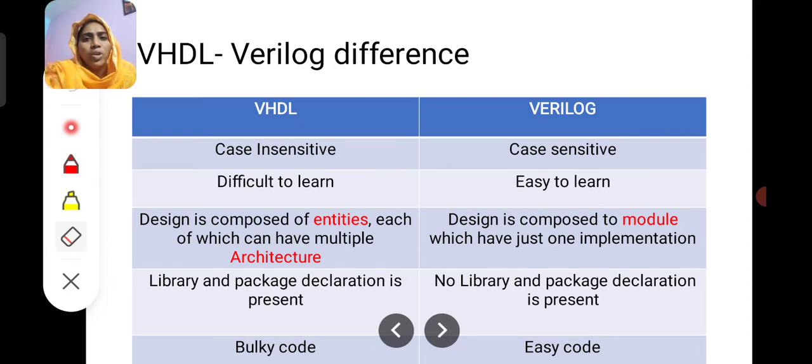One more important point is that library and package declarations are present in VHDL. We need to define the library and which package we are going to use. In any VHDL program, the first statement is library IEEE, then use IEEE.std_logic_1164.all, then the entity part, and then the architecture part. Whereas in Verilog, there is no library and package declaration. So in VHDL code, as I told, we need to define library, packages, entity, and architecture. So the program is very bulky in VHDL, whereas Verilog is very easy code.